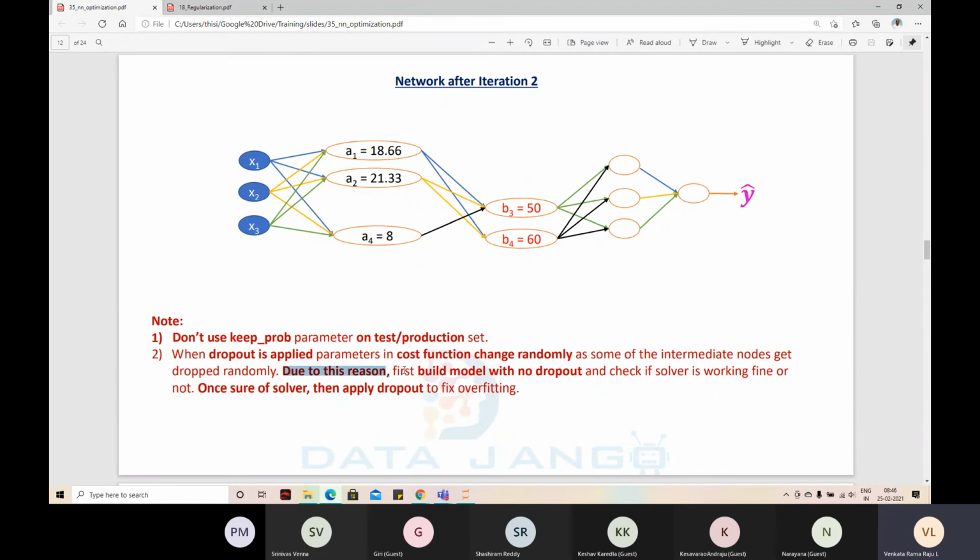Due to this reason, first build the model with no dropout. Anytime you apply regularization, it is when the model is overfitted. So this point is not needed, but as a caution I put it, and in interviews they will ask, will you apply regularization, dropout regularization, right from the beginning? No, we will build a model, we see how it's working. If it is overfitting, then we will choose either L1, L2 or dropout, or all of them at once. Okay, so that's the point you need to know.